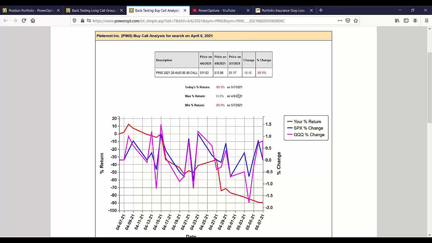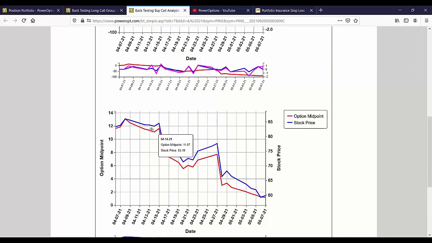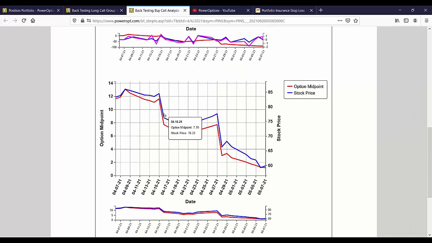Going into the individual position, we see here that we can analyze what was our individual return on our long call versus SPX and QQQ. And of course, just down here, we have a graph of the option midpoint versus the stock price. What I'm looking at here is, remember, we initially paid $11.63 to get into the position. So a 50% loss would be when the option hit about 580. The 40% loss probably would have been triggered right here on the 19th at 650 or at 553.